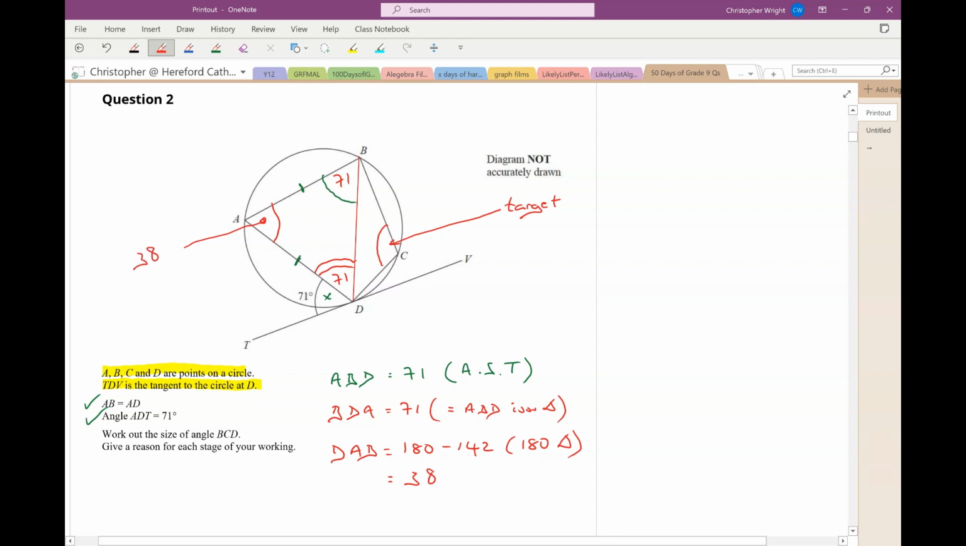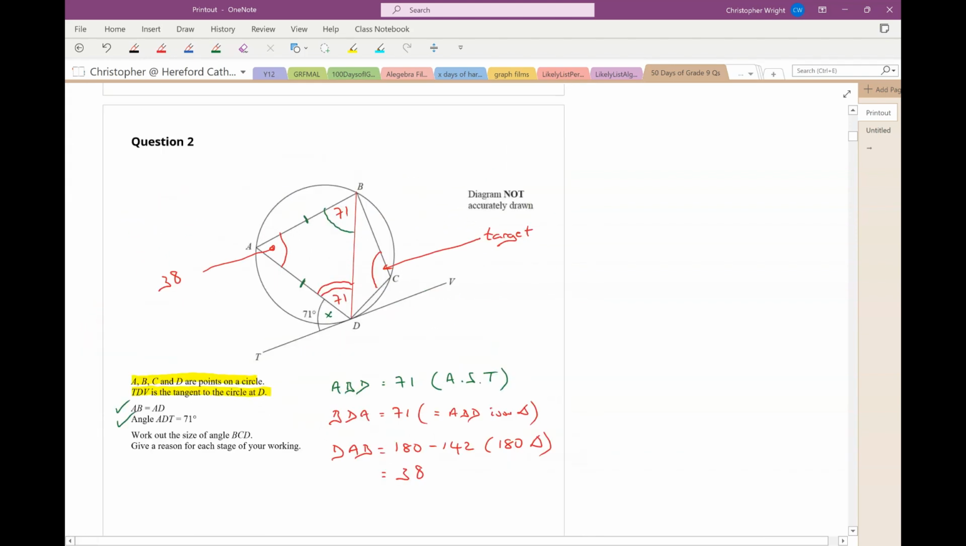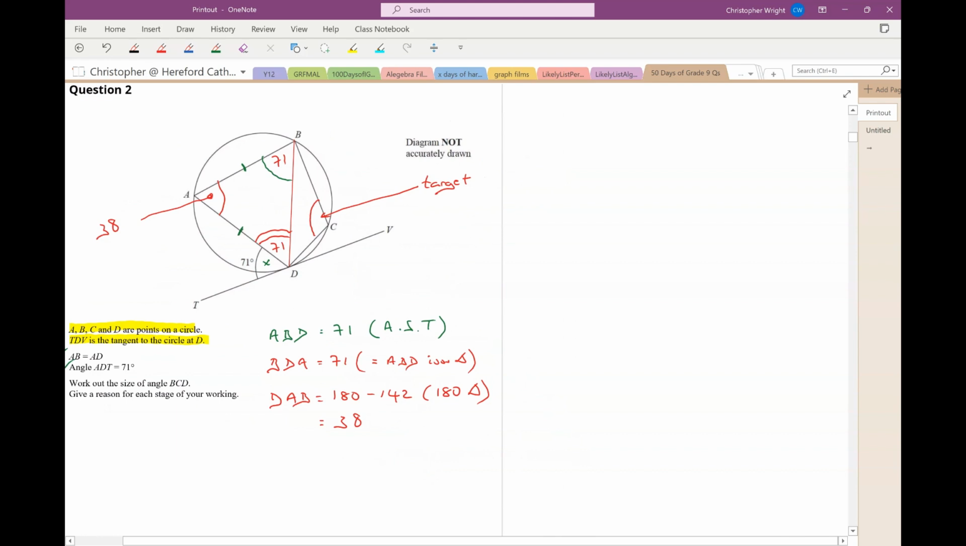And now I think I can find my target angle, which is BCD, because I've got 38 here and my target angle, and I know that opposite angles in a cyclic quadrilateral add to 180. So it's going to be 180 minus 38, 142.